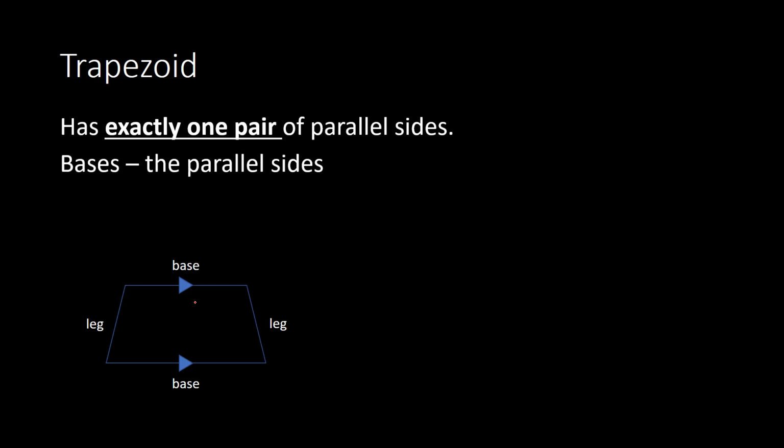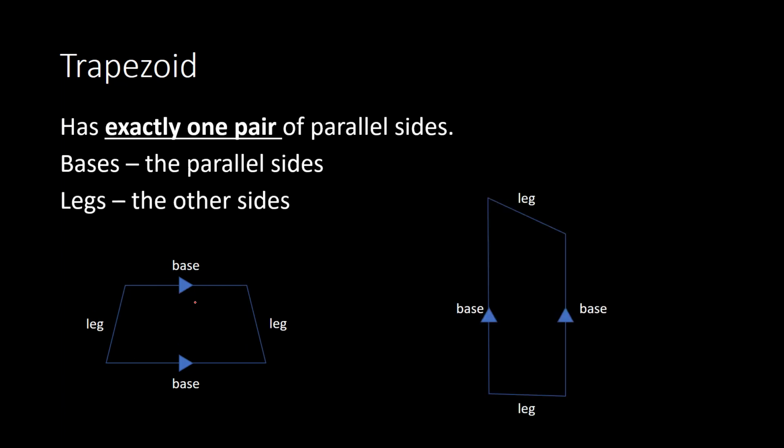Now the bases would be the parallel sides. It doesn't matter if the bases are on the top and the bottom or on the sides, the parallel sides will always be considered the bases. And then the legs will be the other sides. So here's another picture where the trapezoid is flipped on end and the bases are on the left and the right side this time. Usually when we think of base, we think of the bottom, but here the bases would be on the sides because those are the parallel lines.